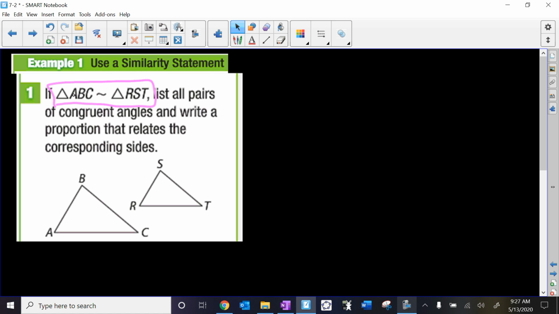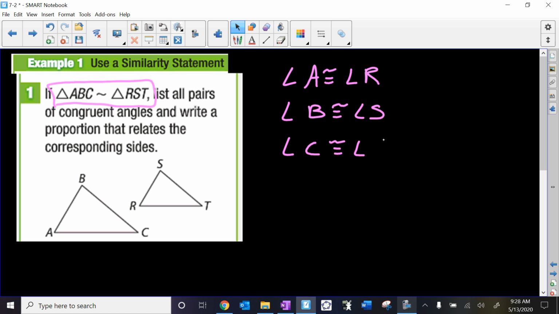Since angle A is in the first position and angle R is in the first spot, they're going to be congruent. So angle A is congruent to angle R. Angle B, we would say, is congruent to angle S. And angle C would be congruent to angle T. So there are our congruent angles.